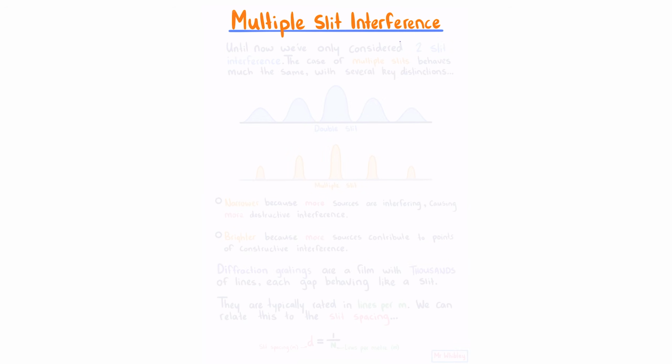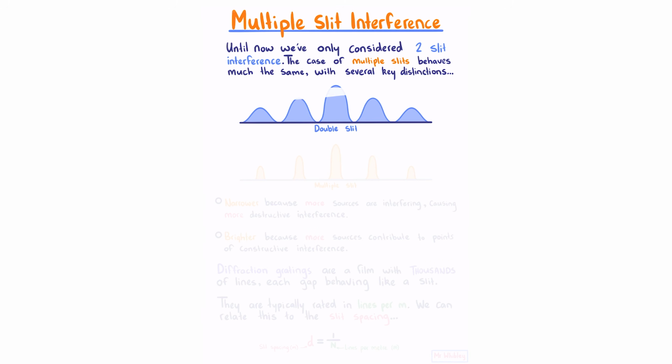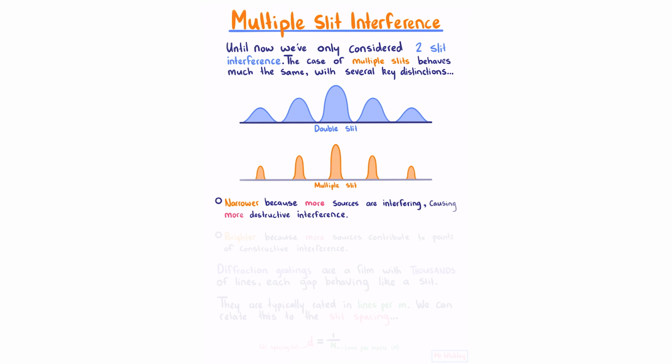Multiple slit interference. Until now, we've only considered two slit interference. The case of multiple slits behaves much the same, with several key distinctions. And so a pattern from a double slit would look something like this, whereas for multiple slits, which could be in the realms of hundreds or thousands, our pattern would look more like this. And so we have narrower lines because more sources are interfering, causing more destructive interference. Another way of putting this is that because you have more sources, there are more combinations of them that result in destructive interference. Furthermore, our points are brighter because more sources contribute to points of constructive interference.